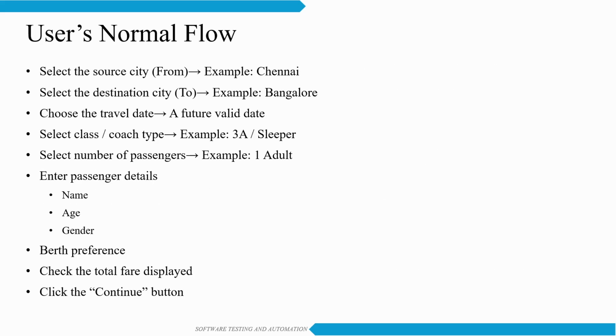If you are a normal user, you know how to use the application and you understand the meaning of each and every field. First you will select the source city and then the destination city. Then you will choose the travel date, which will be a future date, and you will select the class or coach type, for example 3A or sleeper. You will select the number of passengers, for example one adult, and give the passenger details: name, age, gender, and berth preference. Then the total fare will be displayed based on the information you have given above, and then you will click the continue button.